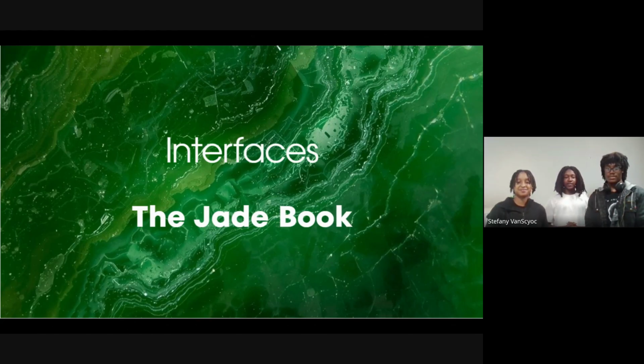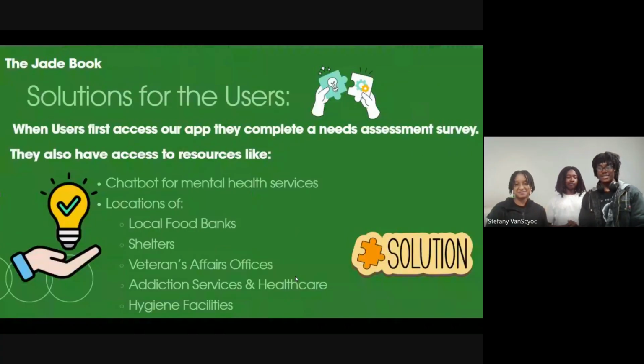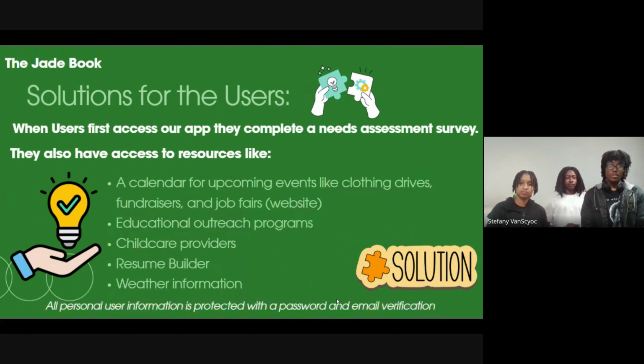Our app has different interfaces for users who are people in need and providers, which are organizations who can provide help. When users first access the app, they complete a needs assessment survey to target their most immediate needs. They will then have access to resources like a chatbot for mental health services, locations of local food banks, shelters, veteran affairs, and addiction services. Our companion website also offers a calendar of upcoming helpful events.